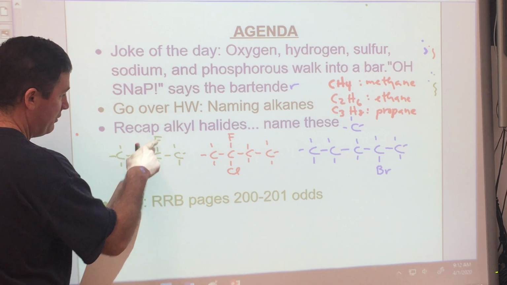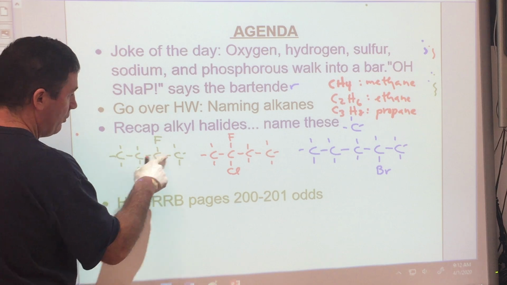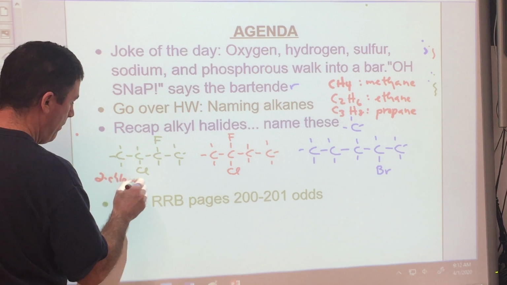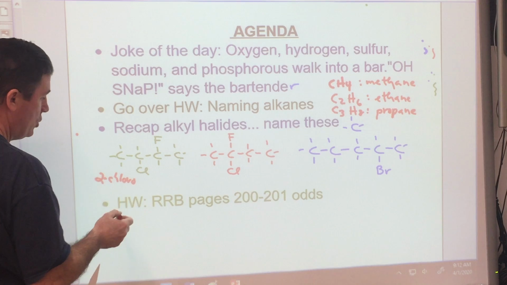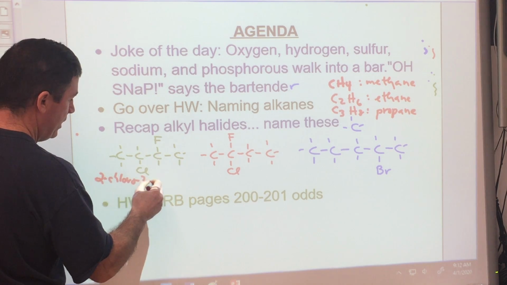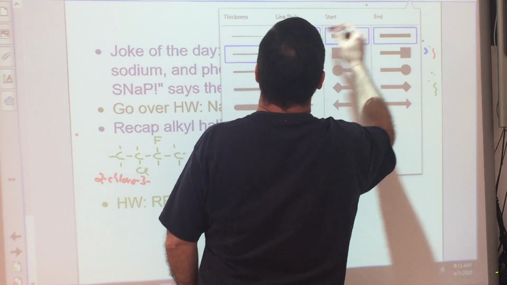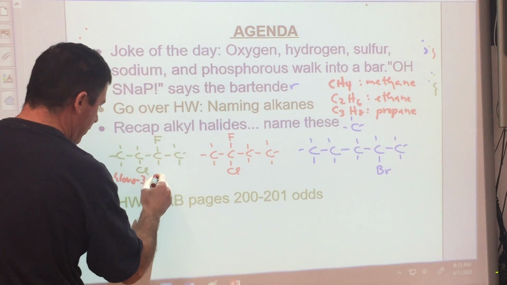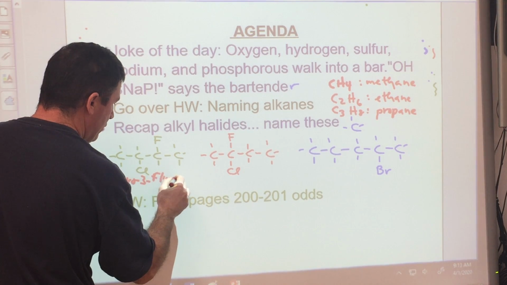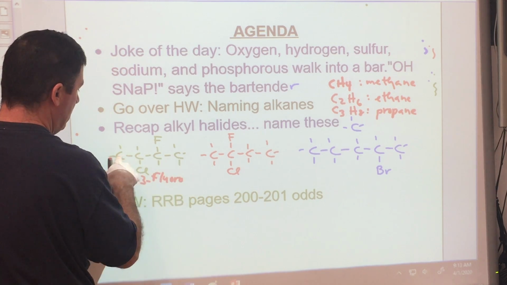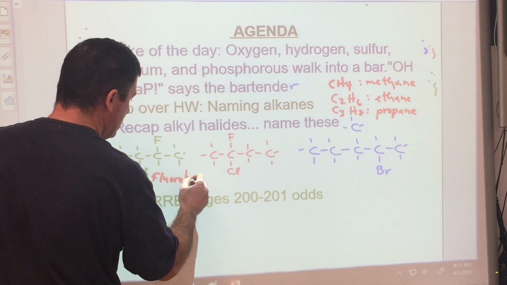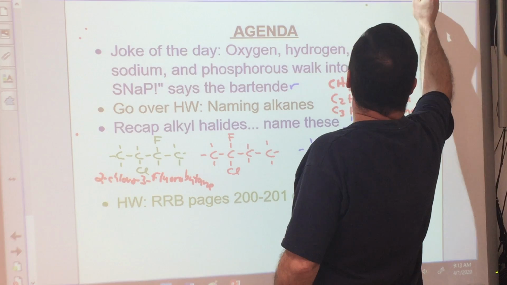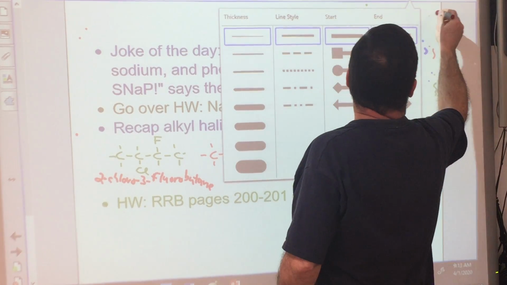Since chloro comes first, I'm going to go 1, 2, 3, 4. So that makes this 2-chloro, 3-fluoro, and my longest chain here is 4, which is butane. 2-chloro, 3-fluoro, butane.